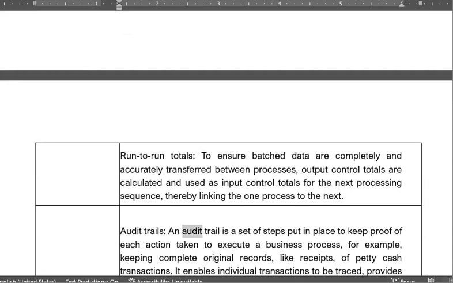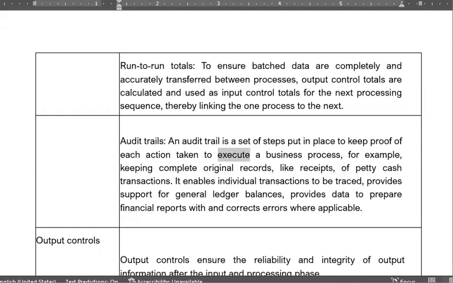Audit trails. An audit trail is a set of steps put in place to keep proof of each action taken to execute a business process, for example, keeping complete original records, like receipts, of petty cash transactions. It enables individual transactions to be traced, provides support for general ledger balances, provides data to prepare financial reports with and corrects errors where applicable.